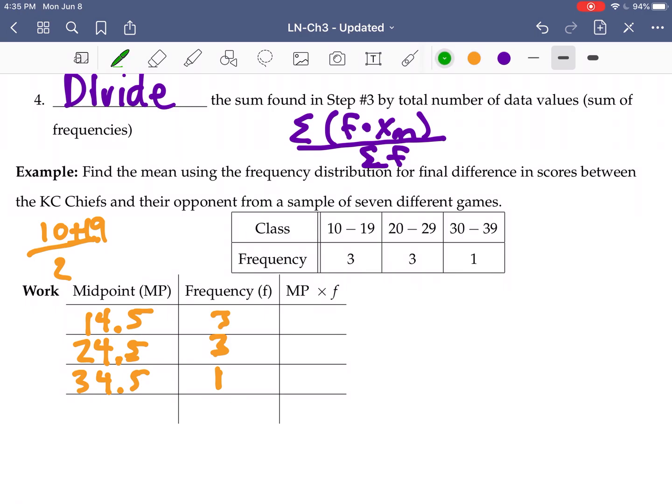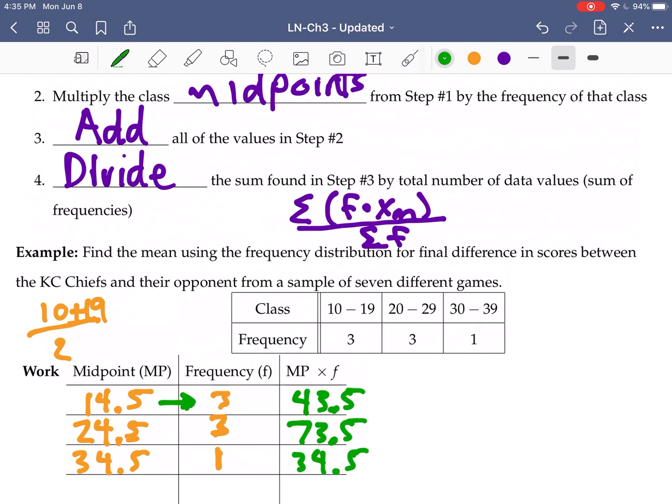And then we're going to take this midpoint here, the 14.5, times that frequency of 3. So 14.5 times 3 gives us 43.5. 24.5 times 3 is going to give us 73.5. And 34.5 times 1 gives us 34.5.